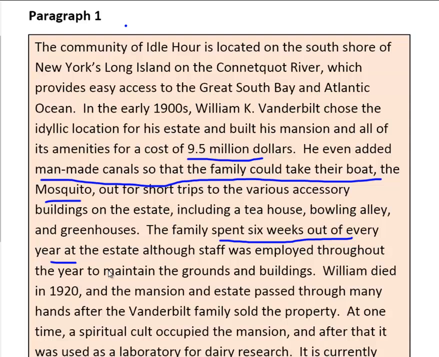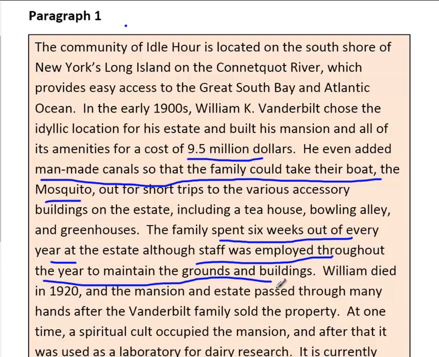Statement number 5 said that it was cheap and easy to maintain the mansion and estate. My background knowledge tells me that a mansion and estate are probably difficult to maintain properly. I find it difficult to keep up with my 2-bedroom condo sometimes. The facts in the story tell me that even though the estate and the mansion were not being used for most of the year, staff was employed throughout the year to maintain the grounds and the buildings. So we're going to say that it probably was not cheap and easy to maintain the mansion and the estate. So no to number 5.